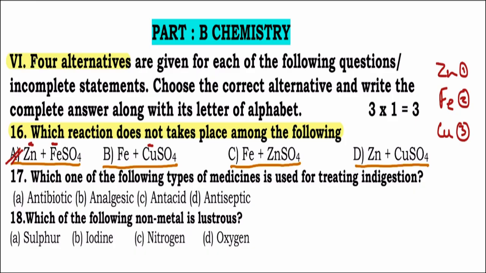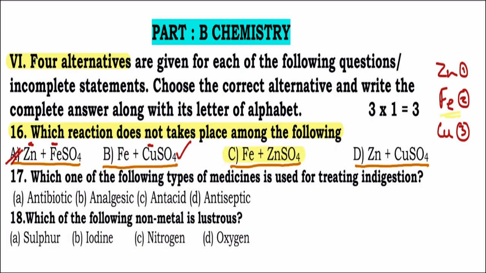Let's come to second reaction. Here in Fe plus CuSO4, iron is more reactive than copper, so iron will displace the copper in copper sulfate and this reaction will also take place. When we come to third reaction, in Fe and ZnSO4, Fe, which is iron, is less reactive than zinc, so iron cannot displace the zinc from zinc sulfate, hence this is the correct answer for this question.